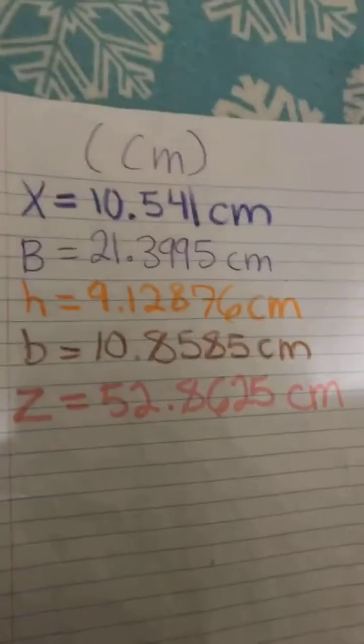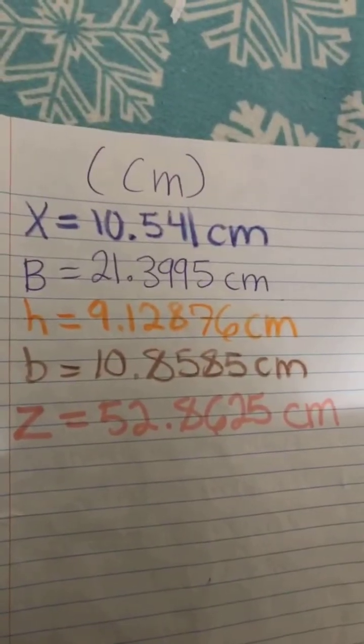So now we need to convert them to centimeters. Once converted into centimeters, you can start building your trapezoid prism.